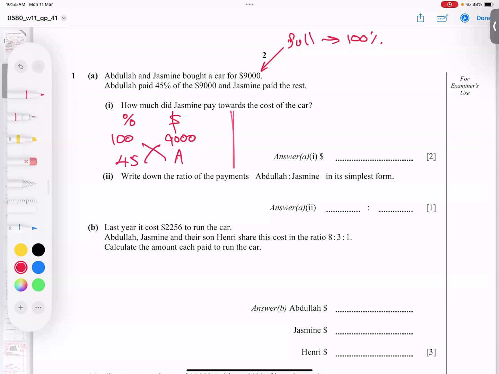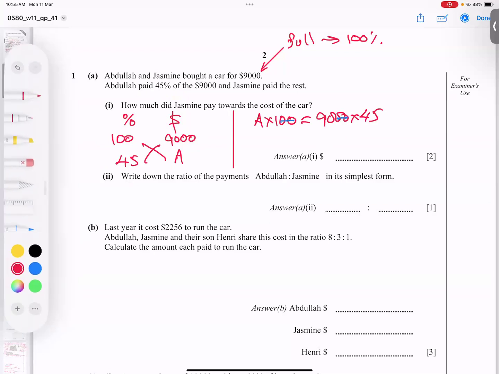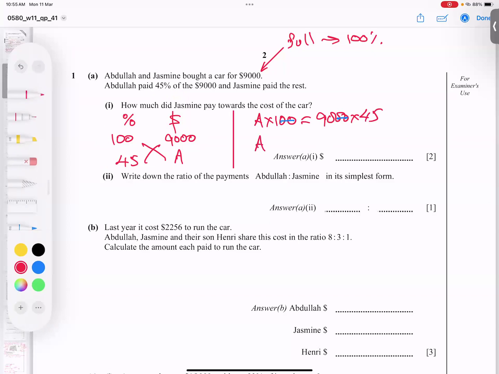I'm going to do it. A times 100 equals this multiplied with that. So 9,000 times 45 over 100. The 100 will go down and these two zeros will cancel with those two zeros. Finally, I get 90 times 45. The money of Abdullah is very clear, $4,050.